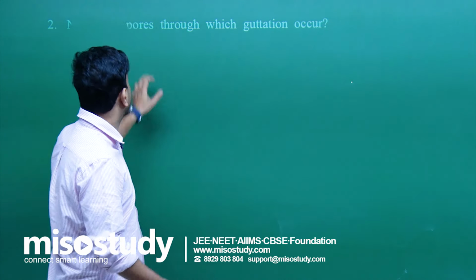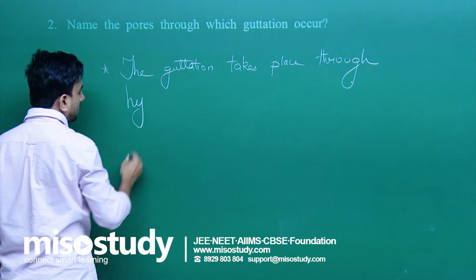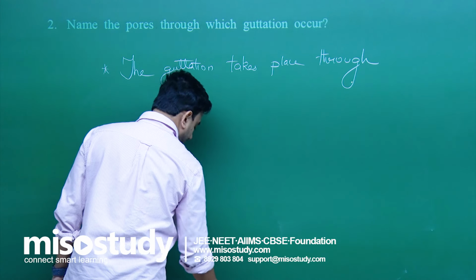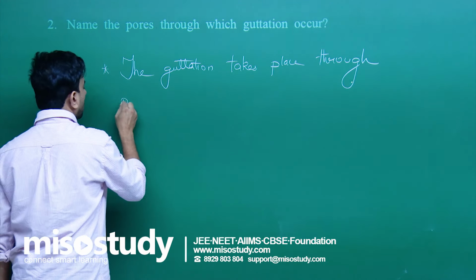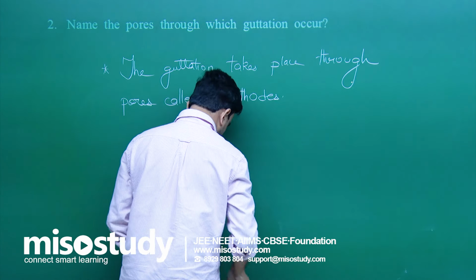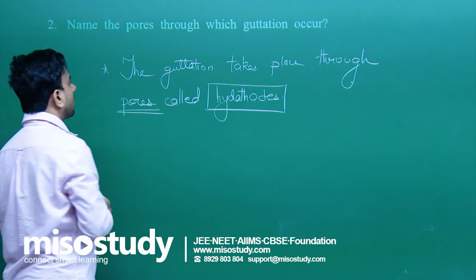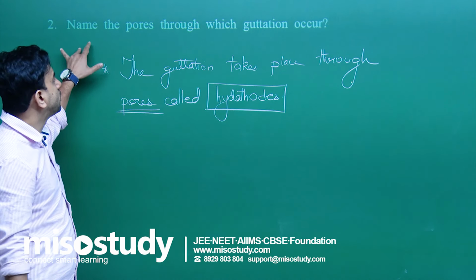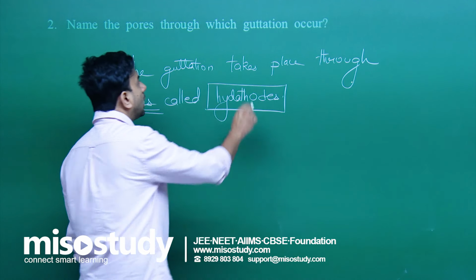The guttation takes place through pores called the hydathodes. So that answers: name the pores through which guttation occurs.